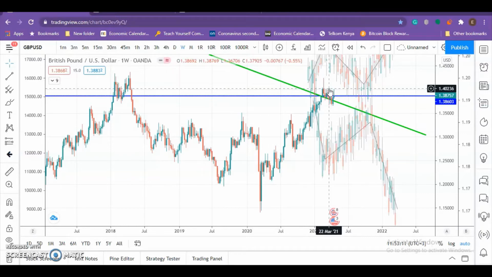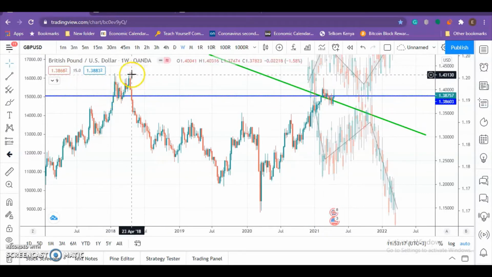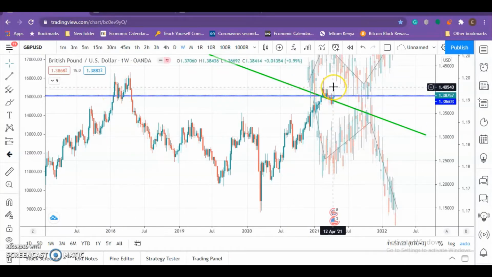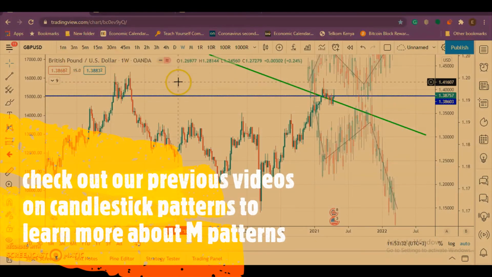and continue. But remember guys, there's also something like this which we call an M, and this is also a false breakout. So watch this structure right over here, especially when it reaches this zone. It might form an M, it might continue upwards. So let's wait and see. This is the British pound versus the US dollar. I'm using the weekly time frame.